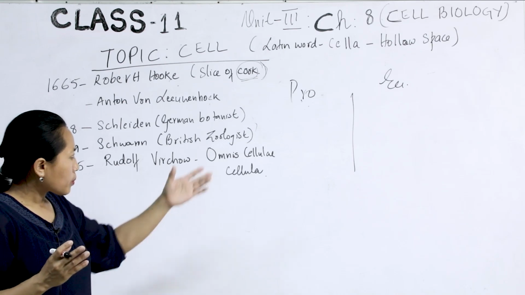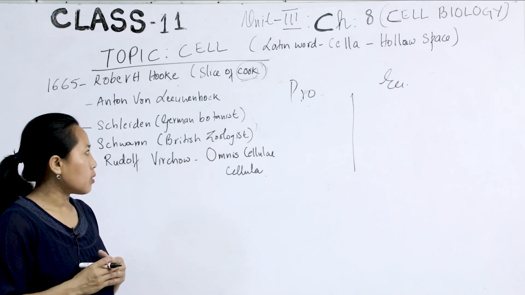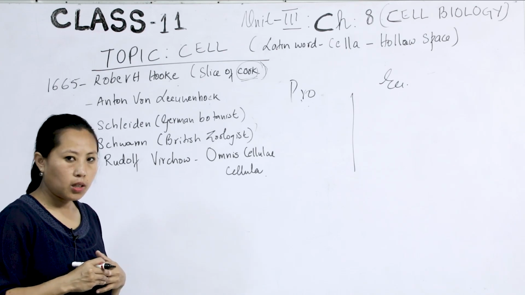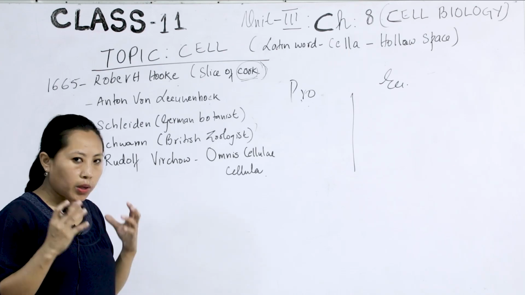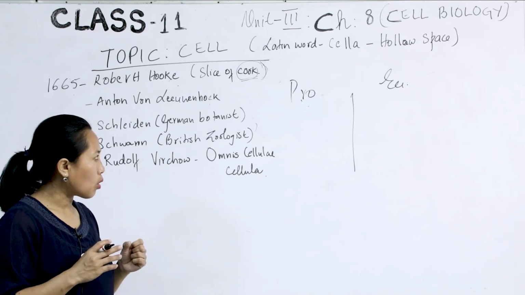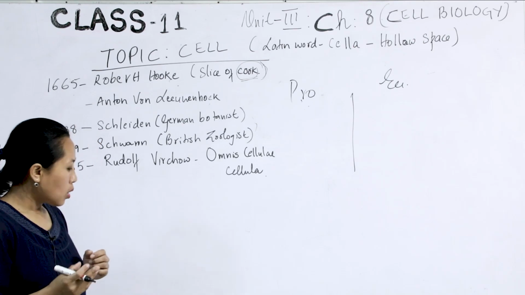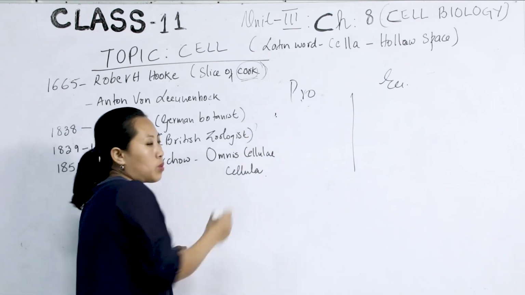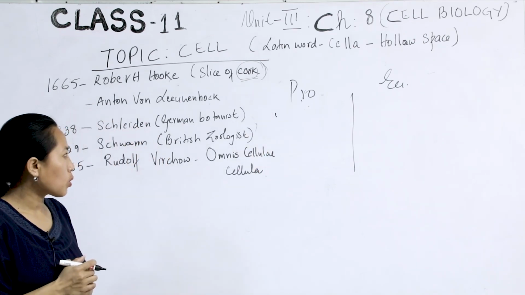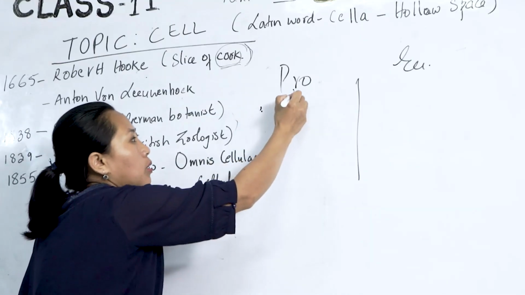Depending upon the complexity of the cell, organisms are of two categories, prokaryotes and eukaryotes. Prokaryotes are supposed to be the most primitive group of organisms, and again, an example is bacteria.